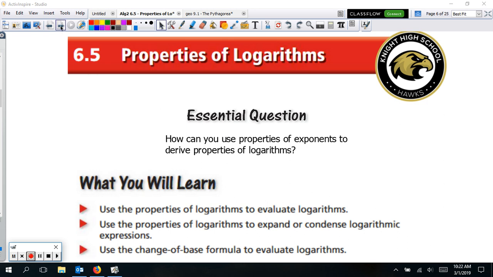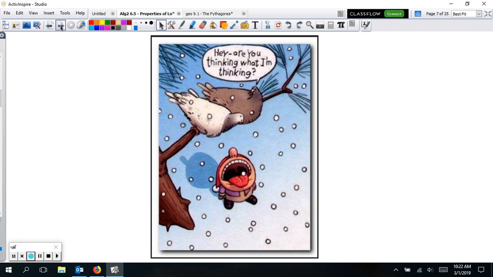All right, but first let's go on to a cartoon. This is one of my favorite cartoons, and it actually took me a little while to find this one. But here you are. Pigeons up there on top are saying, "Hey, you thinking what I'm thinking?" That makes me laugh. Okay, so let's jump into the properties of logarithms and see what these are.